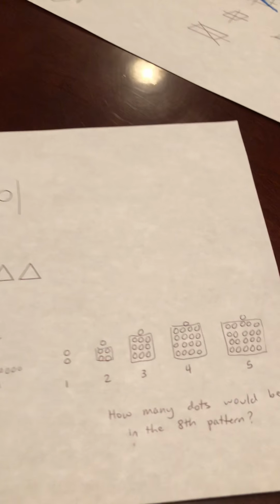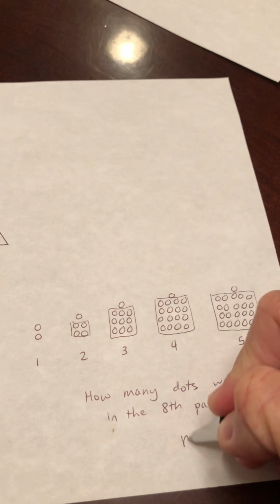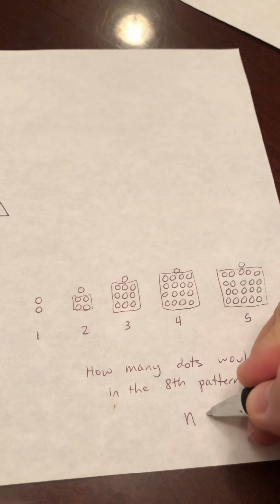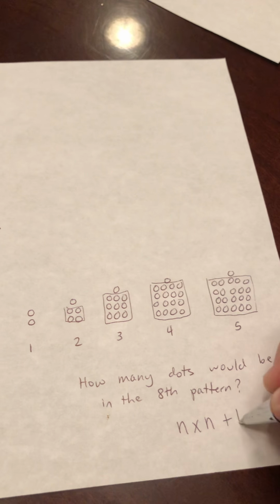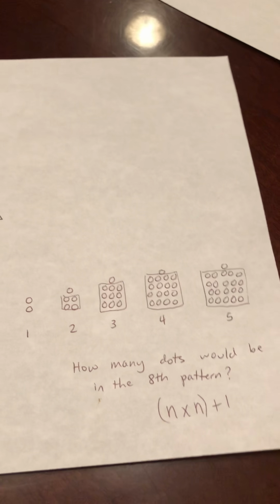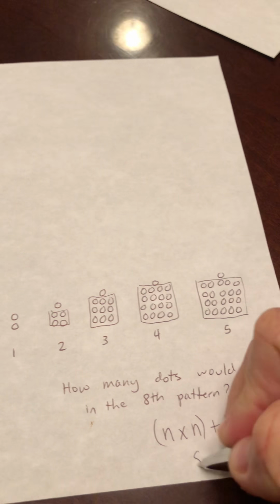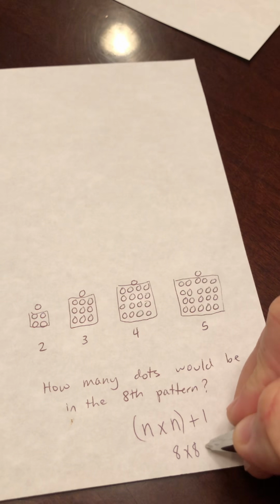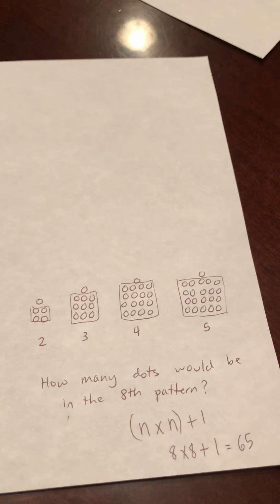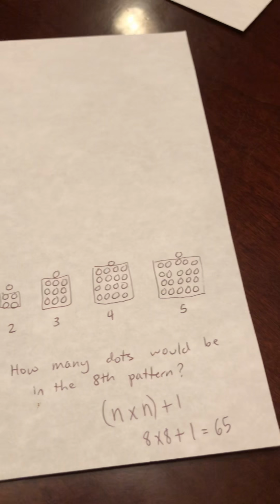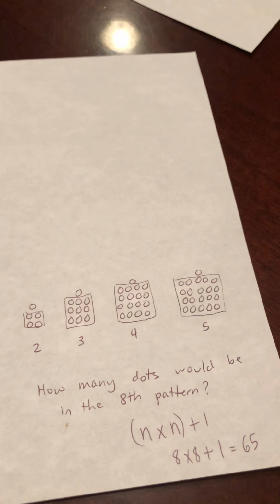So how many would be in the 8th pattern? Well, that would be 8 rows of 8 with an extra circle on the top. So whatever number term I'm using times itself plus 1 extra. It's a way of applying algebra to it. So if I did the 8th figure, I'd have 8 times 8 is 64, plus 1 more. I'd use 65 dots. And I don't have to draw that out. I'm just using patterns and logic and algebra to determine that.